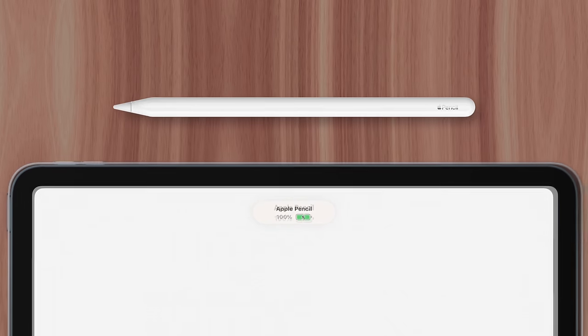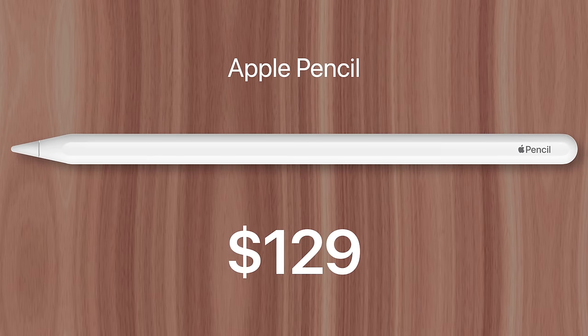So while it may look like a cheap plastic stylus, the Apple Pencil features some incredible technology that may be worth its $130 price. This is Greg with Apple Explained.